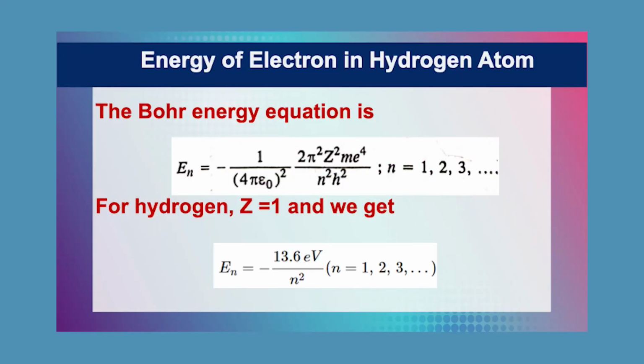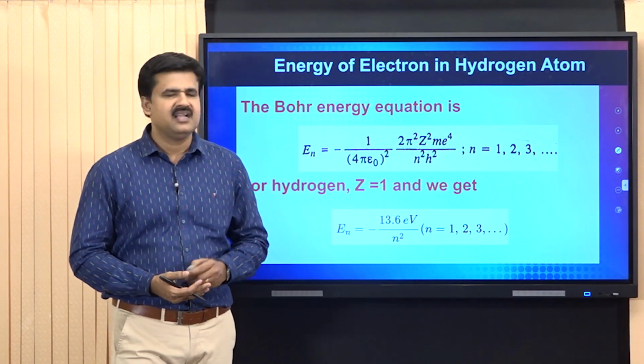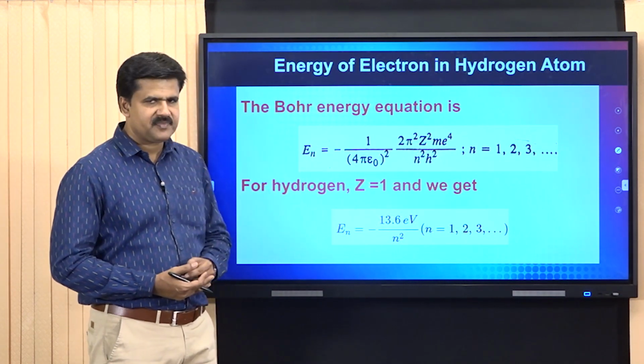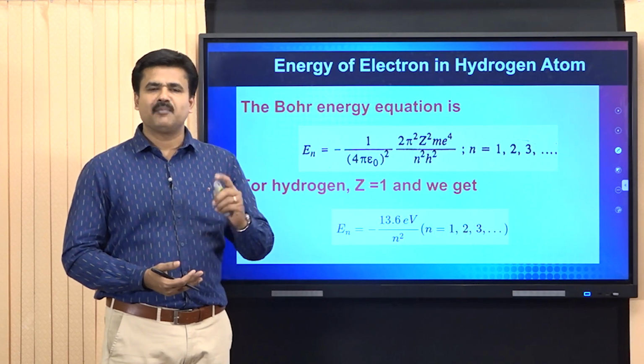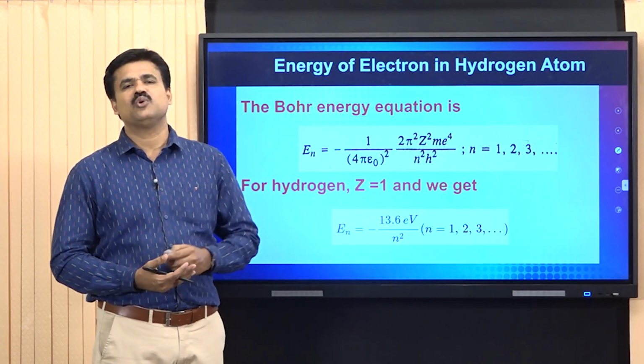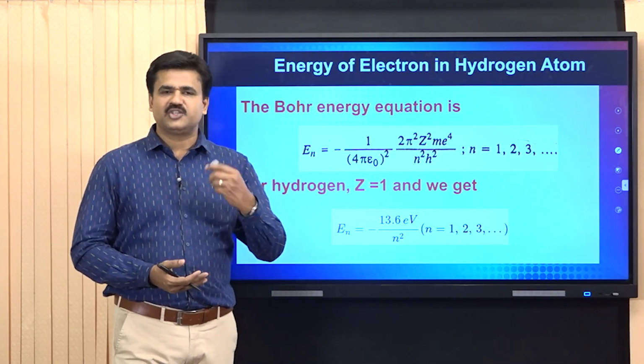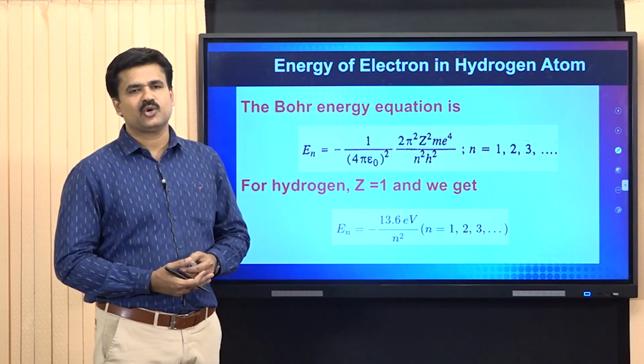En is equal to minus 1 by 4 pi epsilon 0 whole square multiplied with 2 pi square Z square m e raised to 4 divided by n square h square, where n represents the number of orbit or shell, or simply the principal quantum number, which is equal to 1, 2, 3, etc. Z represents the atomic number. For hydrogen, Z is equal to 1.